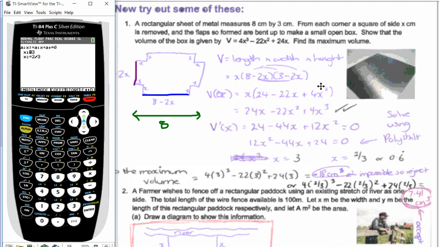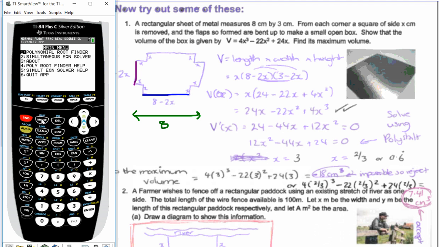4 times 3 cubed minus 22 times 3 squared plus 24 times 3. Plug it in the calculator, just calculate the answer, and you get 18 centimeters cubed. And the other possible answer is substituting in 2/3. So remember, you can go 4 brackets, and remember you can go alpha y equals if you've forgotten how to do that. So go back to here.